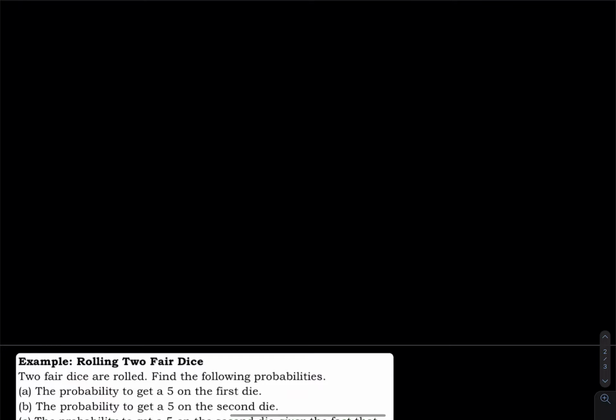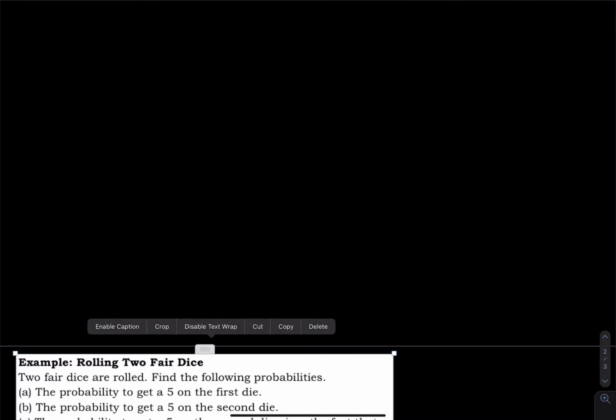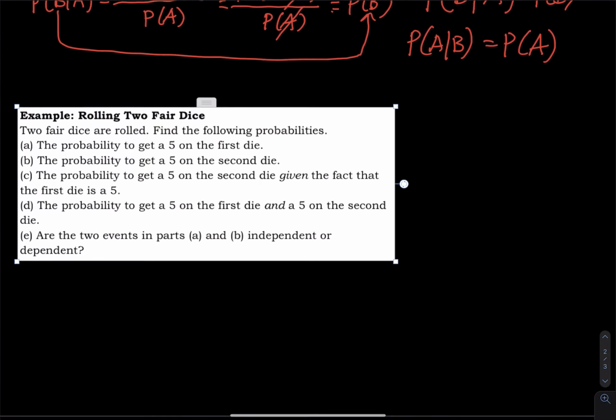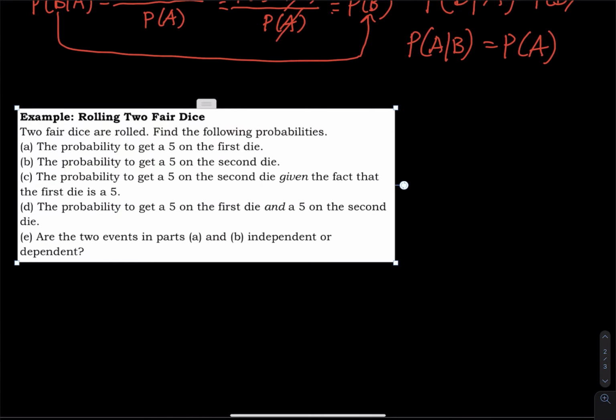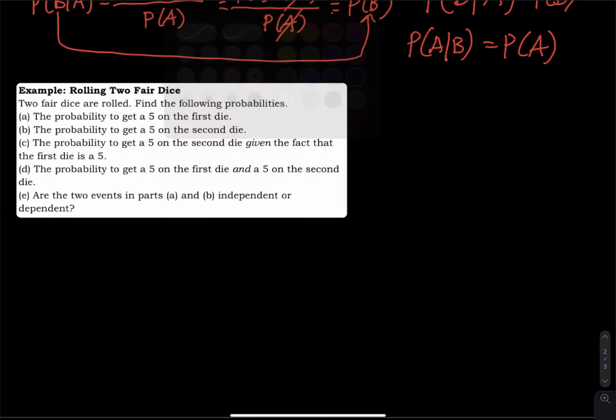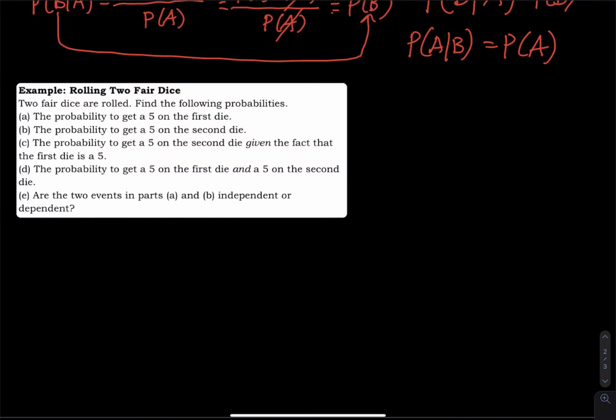Now, let's do an exercise. This one. Two fair dice are rolled. Find the following probability. So let's do the sample space really quick. So two fair dice, right? It can be two faces. The smallest is 1 1. The biggest is 6 6.